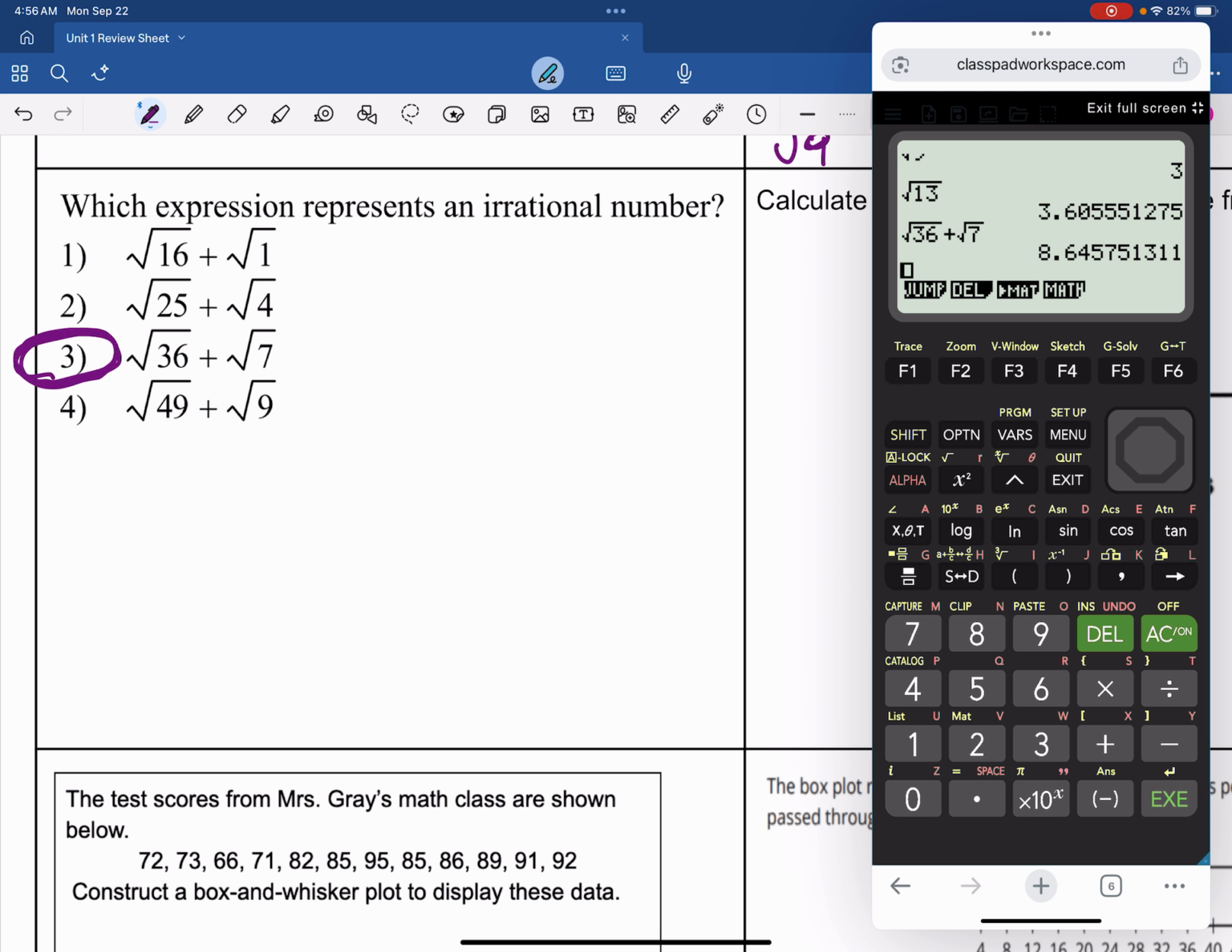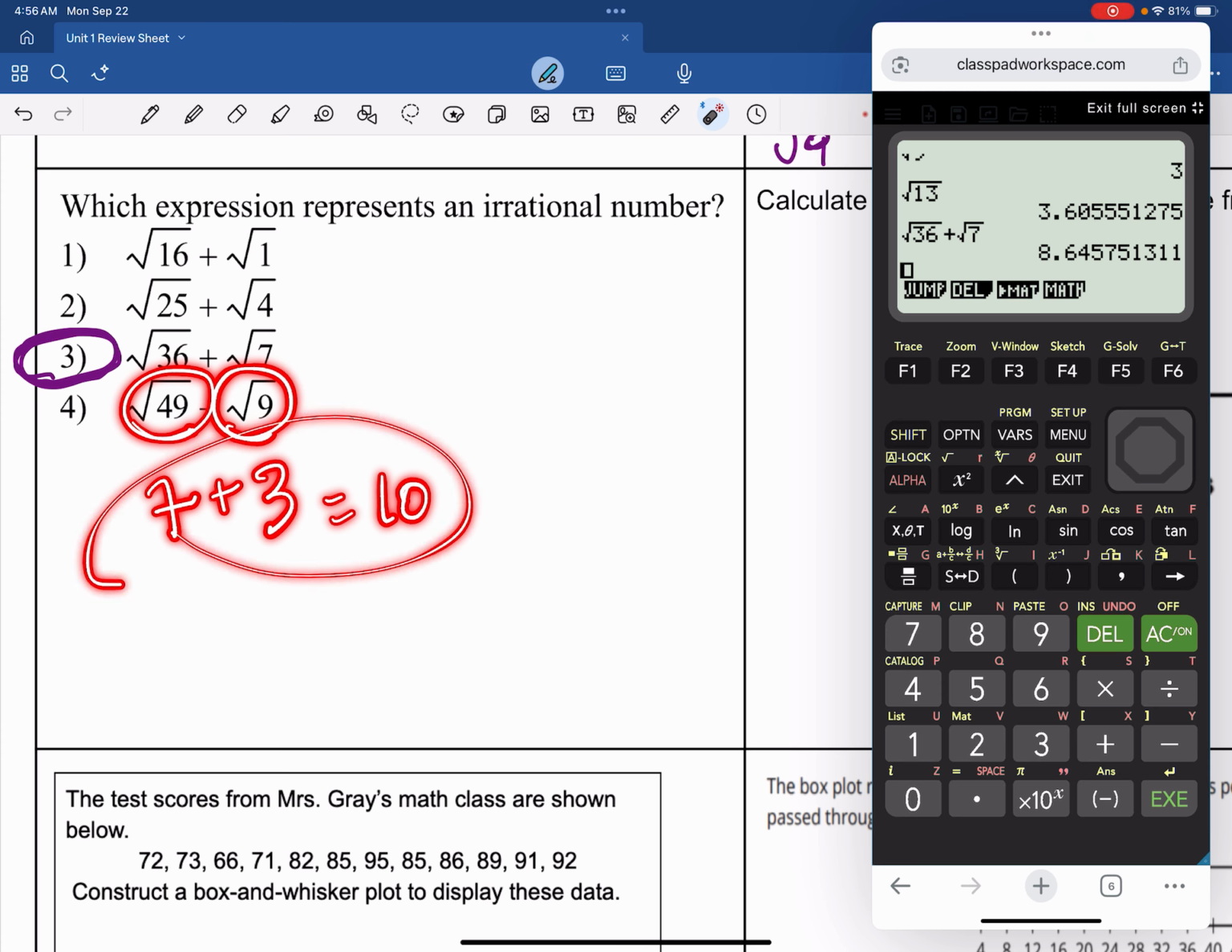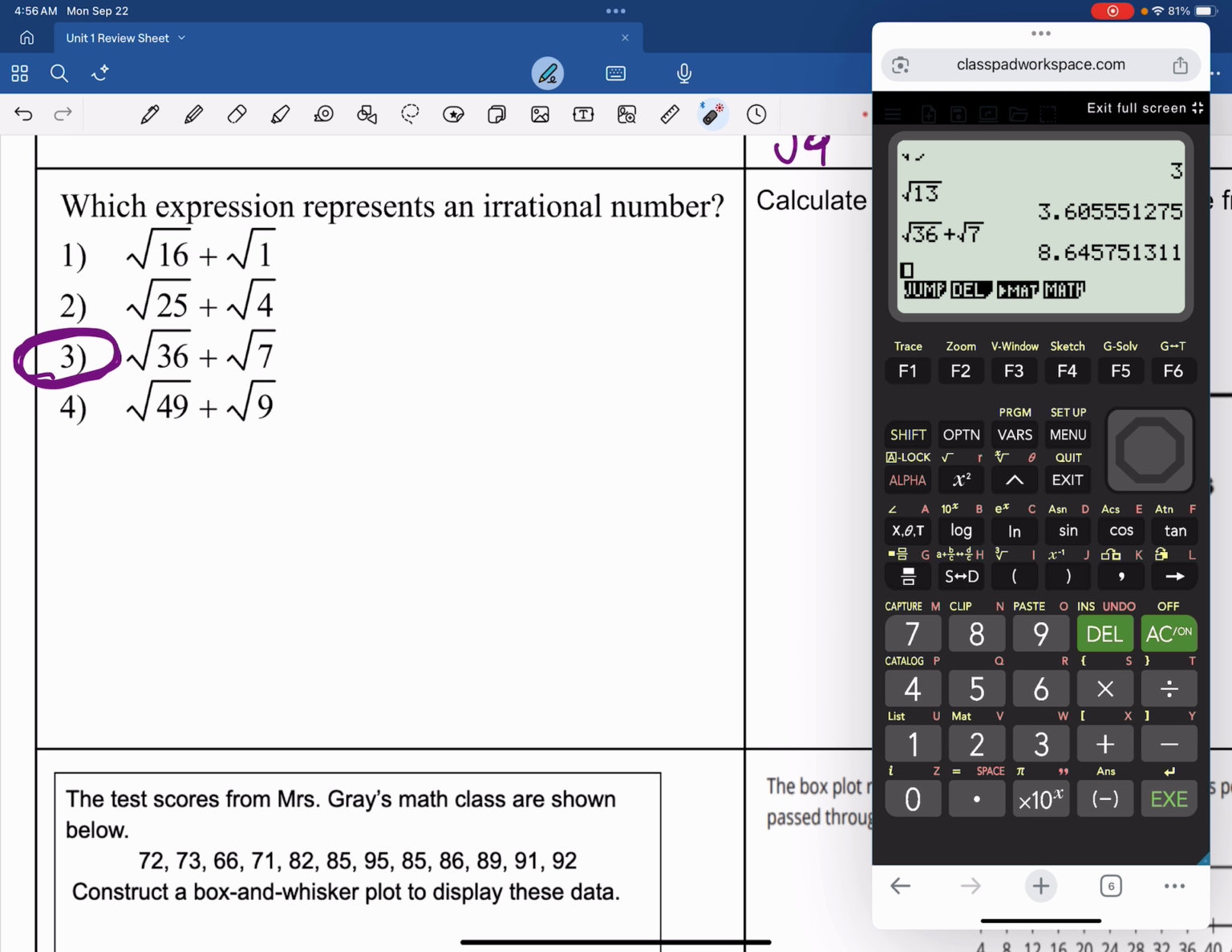And just for reference, we know that the square root of 49 is 7 plus the square root of 9 is 3, which is just 10. So this is rational. All right, cool.